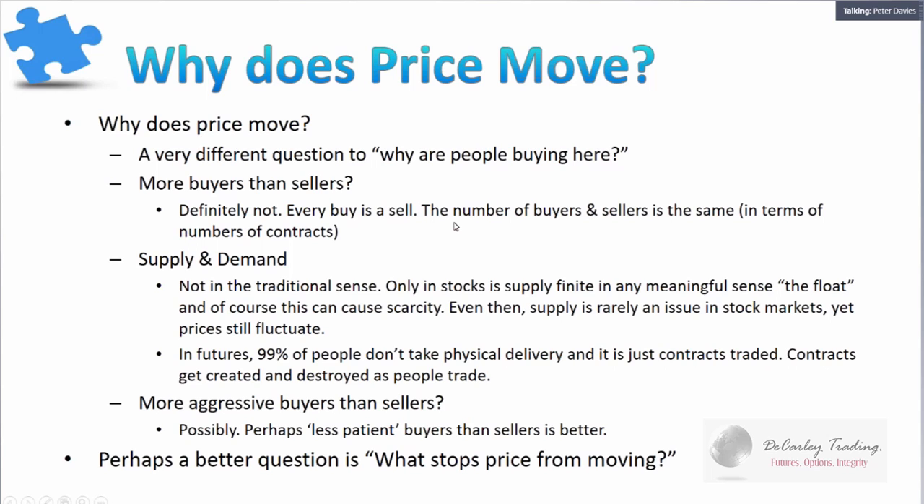Now, another answer might be more aggressive buyers and sellers, and that's probably closer to the truth as I see it, or I like to see it as less patient buyers and sellers. But perhaps a better question, or another way to look at this, is maybe we should ask ourselves what stops price from moving, or why is it the S&P 500 futures doesn't trade at 2100 one second, and then 2200 the next second, then 1200 the next, and then 5000 the next. It doesn't move around like that. It moves in an orderly fashion. And the answer to that question, why does price move, or how does price move, is also the key to reading order flow.